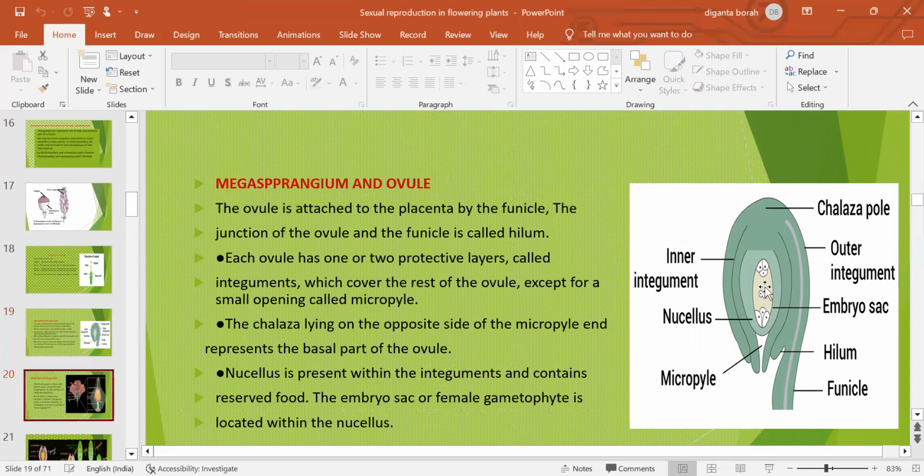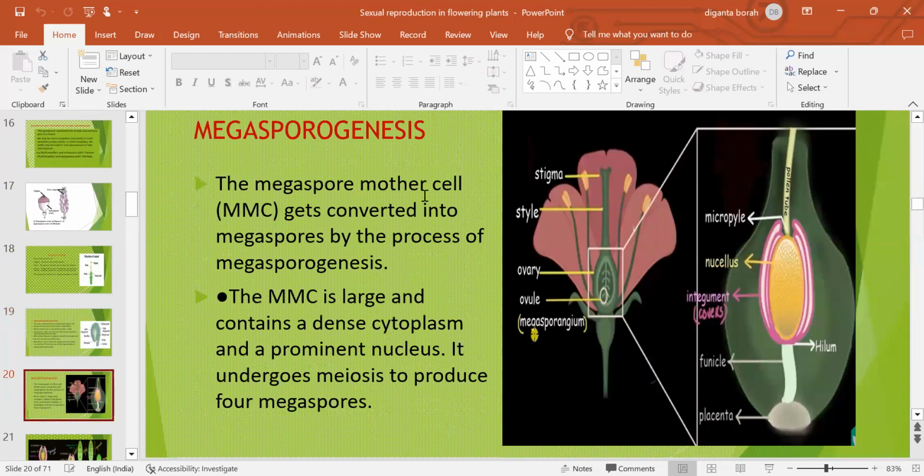Next, megasporogenesis, where mega means female. Female spores are produced, and that is called megasporogenesis. The megaspore mother cell, MMC. In case of male, we call it PMC, the pollen mother cell. Here it is called MMC, megaspore mother cell, which gets converted into megaspore by the process of megasporogenesis. The MMC is large and contains a dense cytoplasm and a prominent nucleus. It undergoes meiosis to produce 4 megaspores.